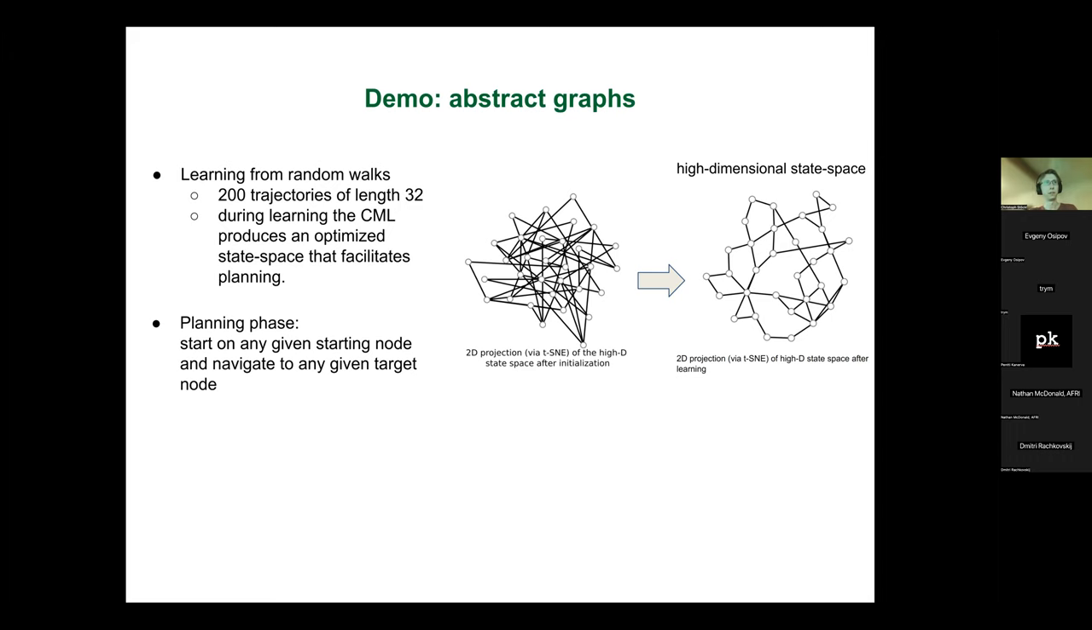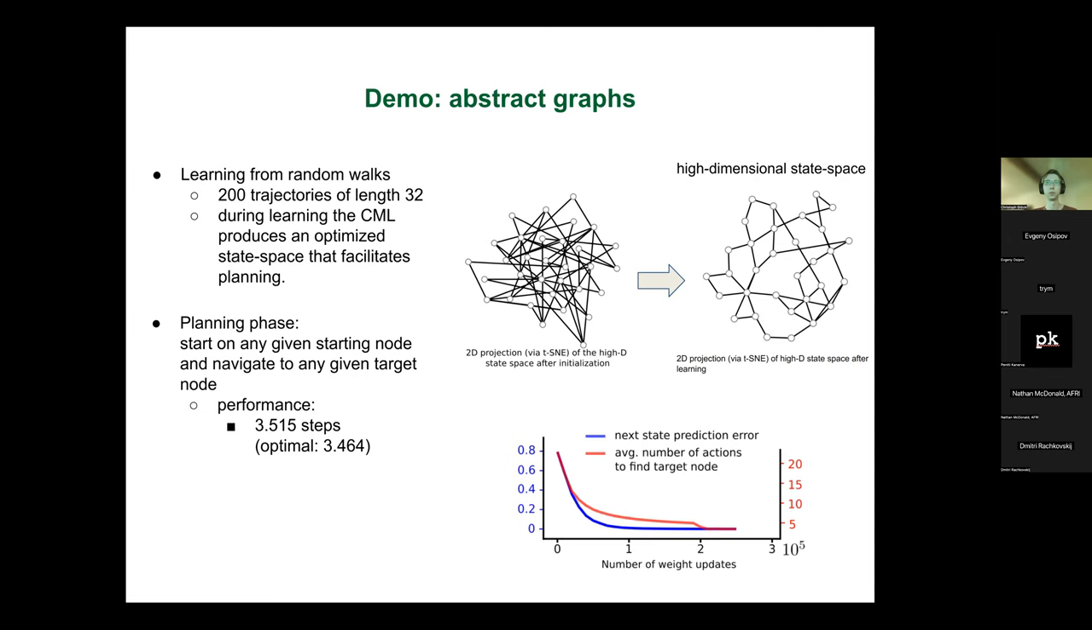Right, in the planning phase, the CML is placed on an arbitrary starting node and it has to then navigate to a given target node. On this graph, we found that the performance was 3.5 on 5 steps on average, and optimal would be 3.464, which is slightly worse, but it's still pretty good, I would say.